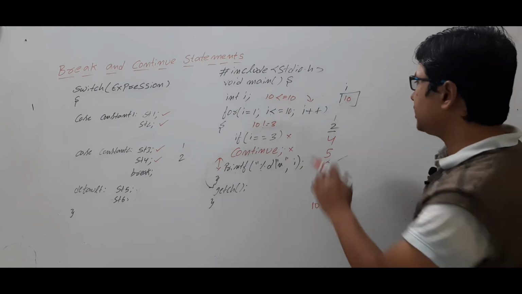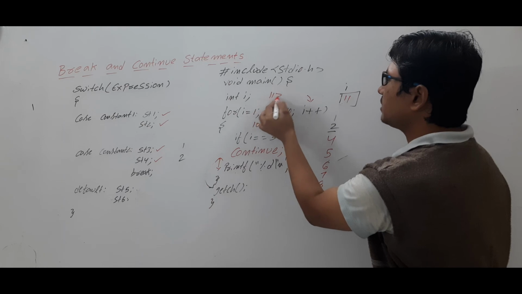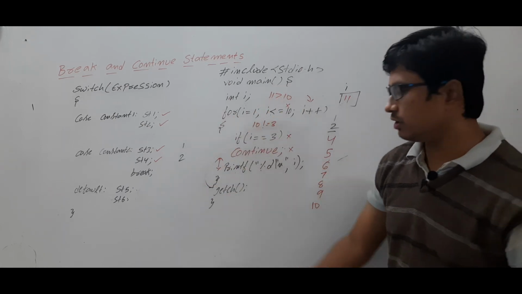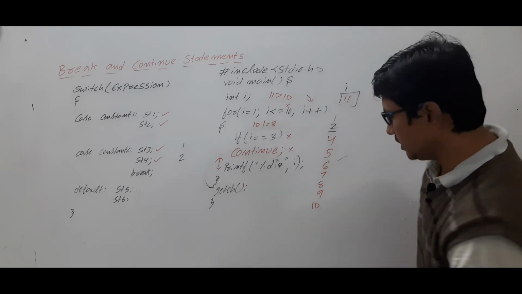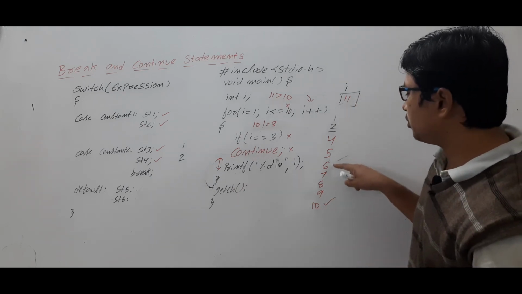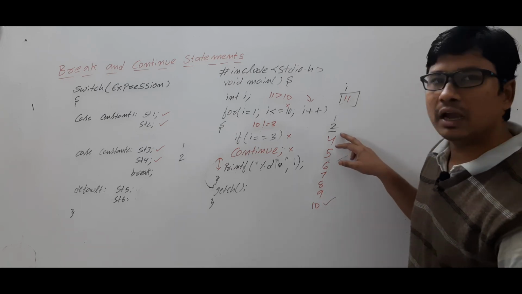After that you will update the value. It will become 11. Now 11 is greater than 10. So this condition is failed. You will come out from the for loop. After that there is no statement. So this program will print the output as 1, 2, 4, 5, 6, 7, 8, 9, 10. It is skipping to print the value 3.